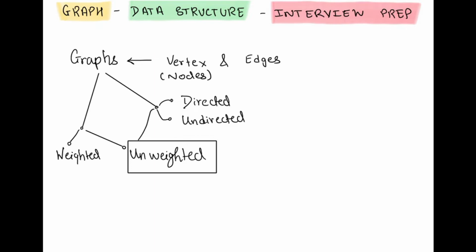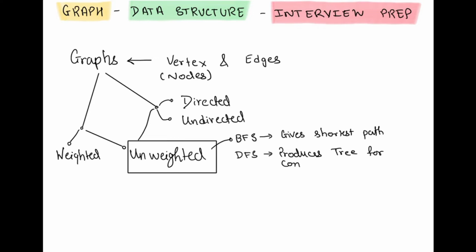In the unweighted graph, we discovered some interesting facts which are true. For example, in breadth first search, we observe that the breadth first search gives the shortest path from the source to any node that we are traversing. And this is true only for unweighted graphs. Talking about the facts of breadth first search, we also discovered a fact on depth first search, and it was that depth first search produces a tree for connected graphs.